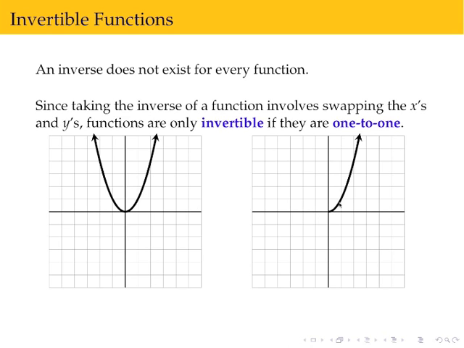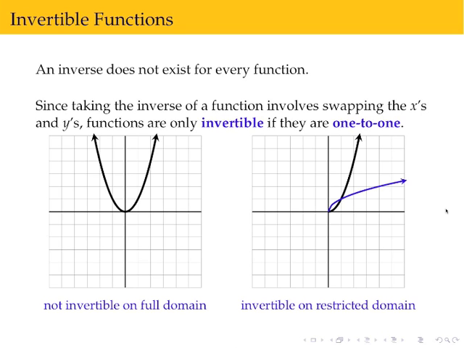But I can restrict the domain. I can look at this parabola and say, okay, well, I'm only going to take half of the parabola, everything to the right of the vertex. Now I have something that is one-to-one. It's not invertible on the full domain, but it is invertible on the restricted domain because it is one-to-one on that restricted domain. And the inverse of the squaring function on its restricted domain is our old friend, the square root function.